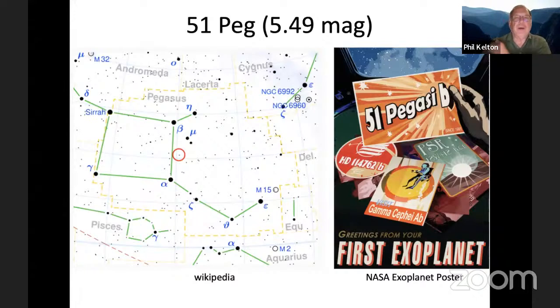The first one's 51 Peg, and 51 Peg is about 5.5 magnitude. In this diagram, you can see the great square of Pegasus, we call it, on the left, and it's about midway between Alpha and Beta Pegasus. And because it's 5.5 magnitude in a good dark sky, you can see it with the naked eye. Well, its claim to fame is it was the first star for which an exoplanet was discovered. And this poster on the right was NASA's poster about 51 Peg B being the first exoplanet.